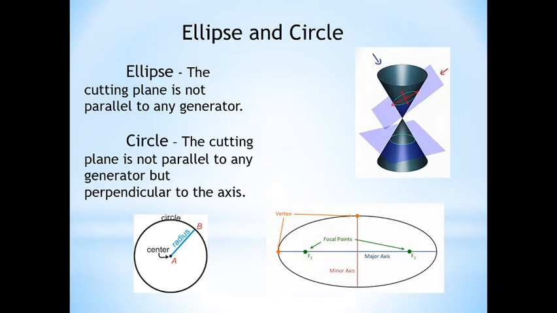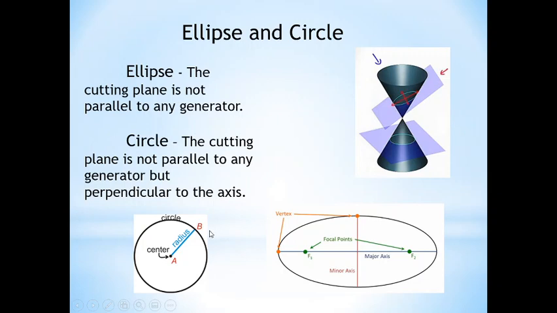So the next conics are the ellipse and circle. For the ellipse, the cutting plane is not parallel to any generator. And for the circle, the cutting plane is not parallel to any generator but perpendicular to the axis. So this is the cutting plane, and it cuts our circular cone without being parallel to any generator. So, it has no parallel. And for this circle, it is also not parallel to the two generators, but it is perpendicular to the axis. So, this is the axis. They are perpendicular. So, that's it.